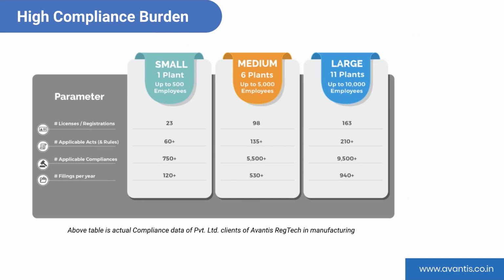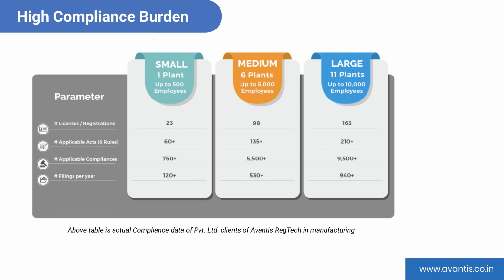And as you increase the size from small to large, you can see the number of licenses and registrations exorbitantly go up to 163, followed by applicable acts moving from 60 to 210, applicable compliances increasing from 750 to close to 10,000, so 9,500 give or take, and filings go from 120 in a year to about 940 a year. Now, if you do the math, for 231 business days in a year, you're dealing with about 4+ filings on a daily basis. And it just makes for too much compliance burden.